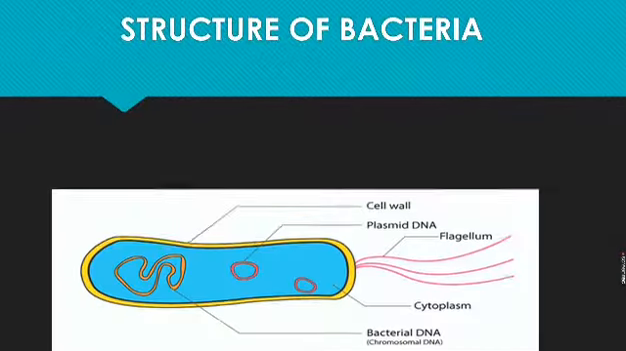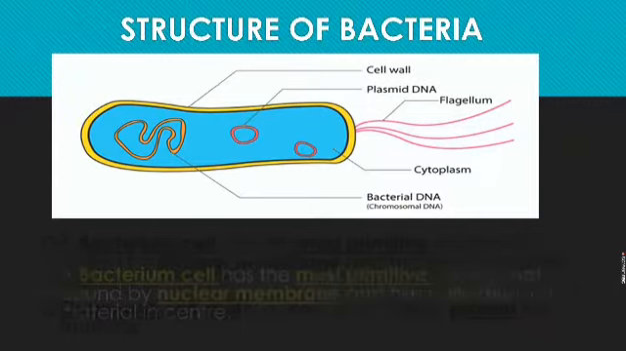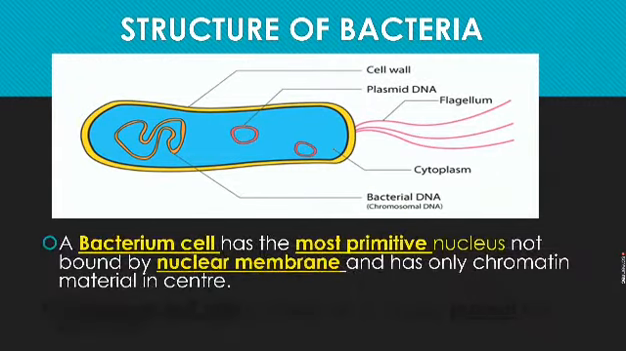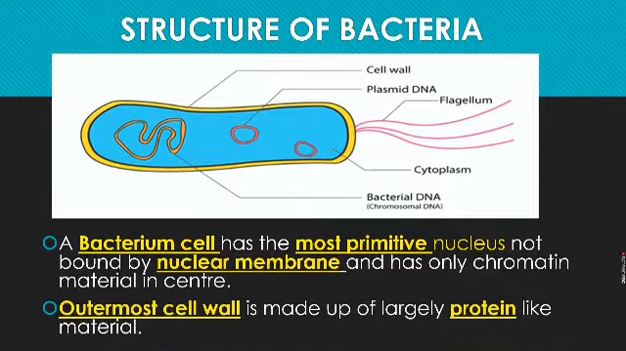So how does a bacteria look? This is a picture of a bacteria. A bacterium cell has the most primitive nucleus, not bound by nuclear membrane, and has only chromatin material in the center. In our cell we have a nucleus and it is bounded by a nuclear membrane, but in this case it is not bounded by a nuclear membrane. And second point, the outermost cell wall is made up of largely protein-like material.